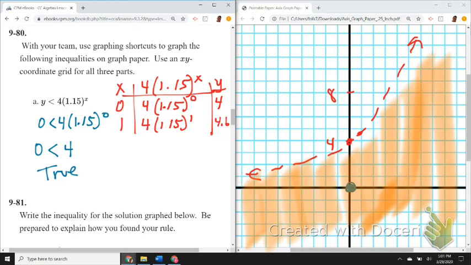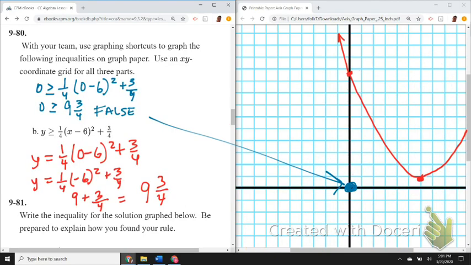And then to test where to shade, we're going to use (0, 0): 0 for x, 0 for y. When I solve this, 0 is less than 4, therefore it's true. That means that point right there is a good point. So that's the good side, and the good side is where you're going to shade. All right, let's move on to the next one. Okay, so here's what I got for part B.